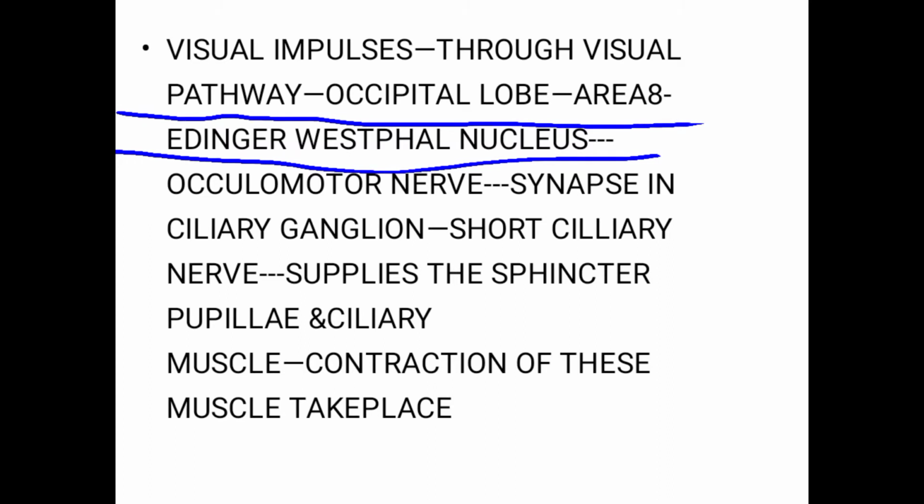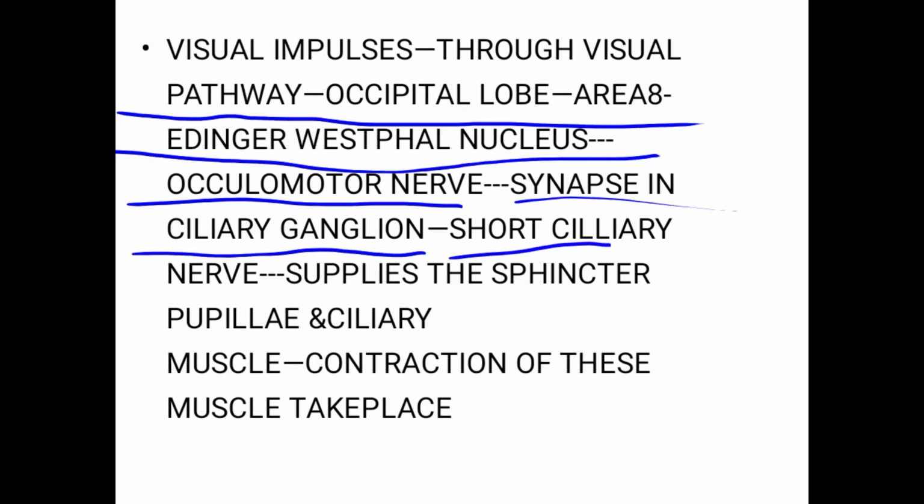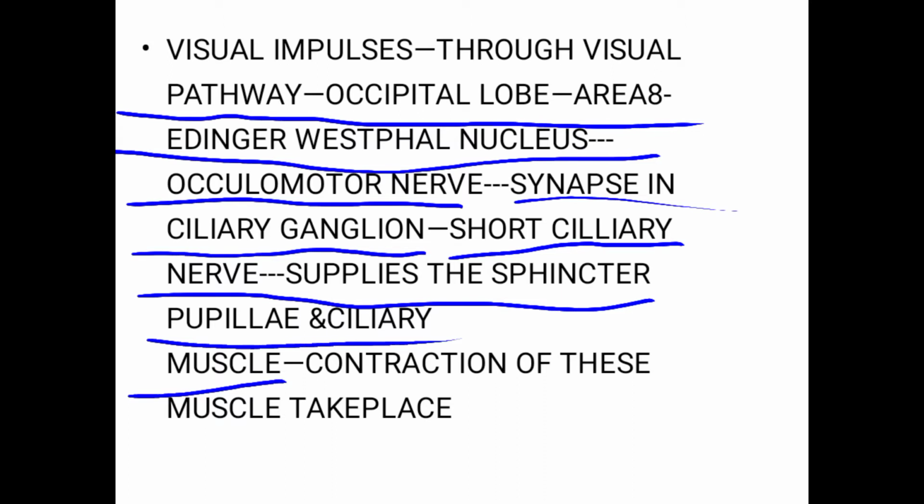So this is the pathway. How are these changes taking place? When you are seeing the near object, the visual impulses through the visual pathway will go to the occipital lobe, area 8. From area 8, there is the Edinger-Westphal nucleus. From there the oculomotor nerve, a cranial nerve, is passing. Then it will synapse in the ciliary ganglion. Then the short ciliary nerve will supply the sphincter pupillae and ciliary muscle. So the contraction of these muscles will take place.